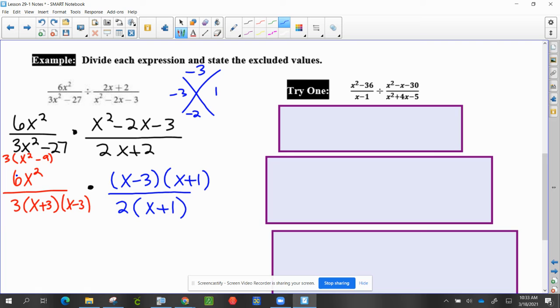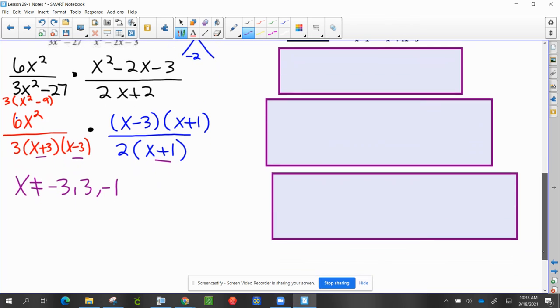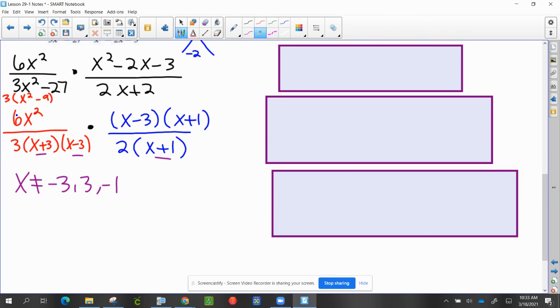So there's everything factored. Again, the 6x squared didn't factor at all, so it just stayed the same. On the bottom, I factored out that 3, which left me with x squared minus 9, which is a difference of squares. Trinomial on top, just a GCF on the bottom. Now, before I cancel anything out, let's do our restricted values. Anything with an x will give you a restricted value. So we have negative 3, positive 3, and negative 1. Any of those values, if I plugged them in, would give me a 0 in the bottom, which we do not want.